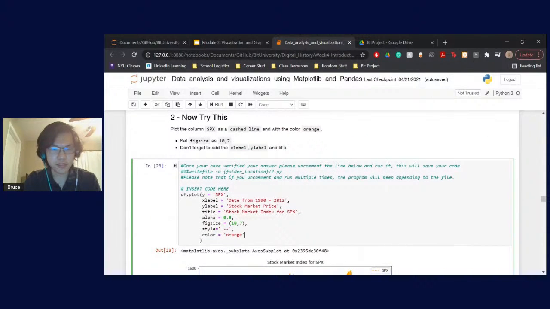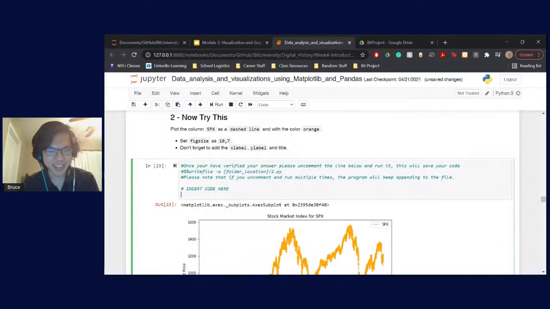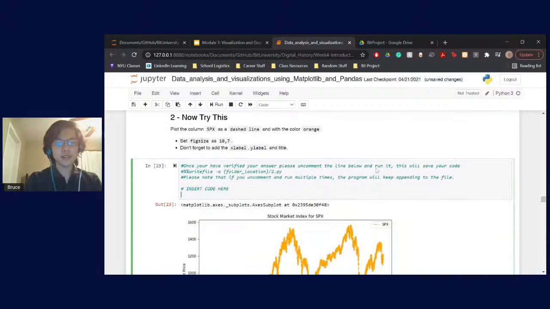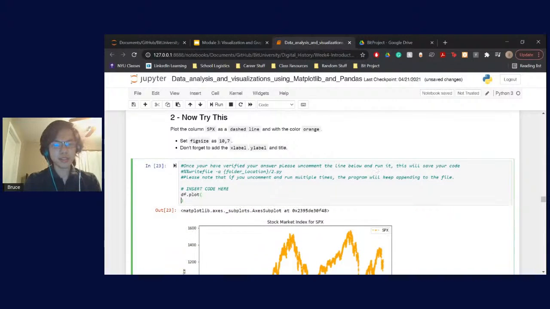Right, set the figure size to 10.7. Plot the column. Whoops. Don't look. That's the answer. Okay, so I want it to look like this in the end. So what do we want to do? Okay, well, we're going to start with the f.plot.